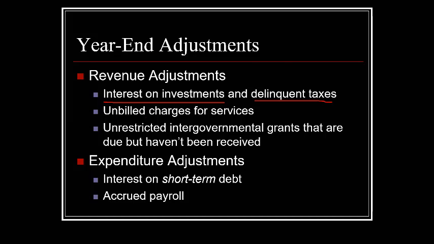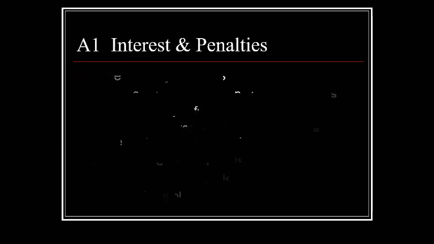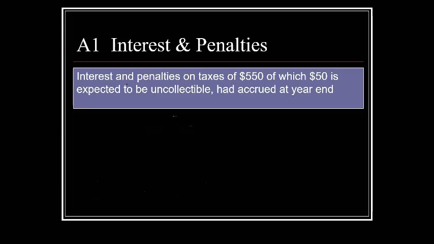Right. And then the unbilled charge for services, the services that the government provided but they didn't receive the amount of that service yet. And we talked about the unrestricted intergovernmental grants that are due but have not been received, which means this is a grant that will be refunded to us whenever they satisfy or meet a specific condition. And the other type, the expenditure adjustments: this is the interest on short-term debt, the normal interest on the debt, and the accrued payroll, which is the expenses of salaries that the government didn't pay yet.